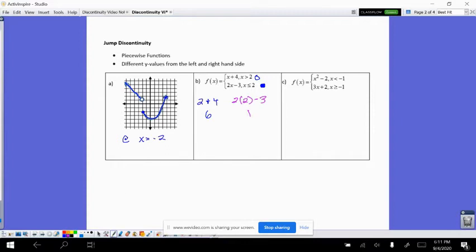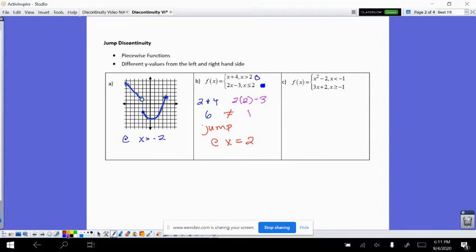Now, 6 is not equal to 1, so if we were drawing that, we'd have to jump from a value of 6 to 1 to create this graph. So it has a jump discontinuity that happens at x equals 2. We've checked that out. That was the transition.